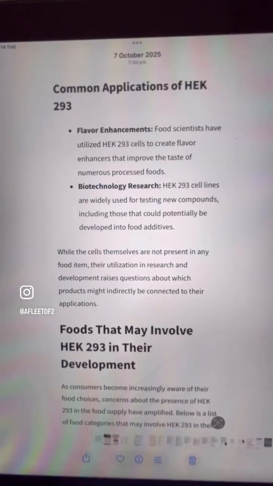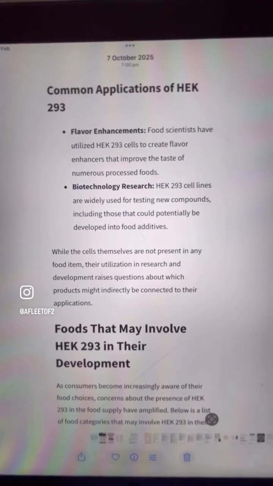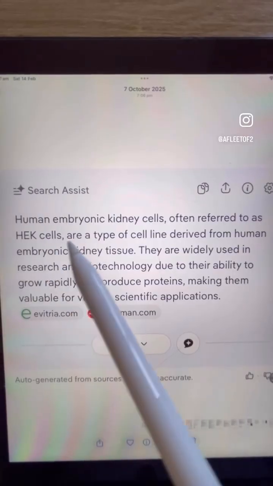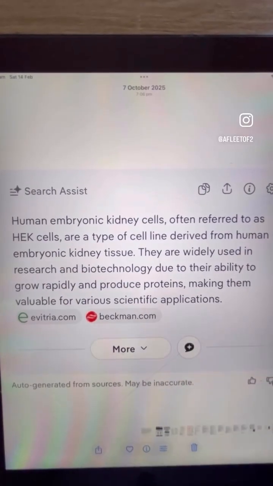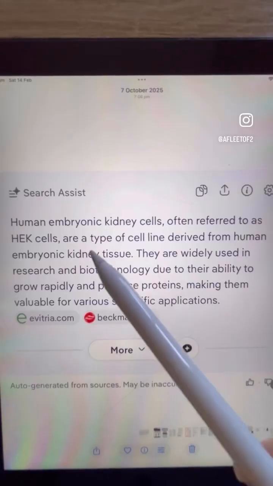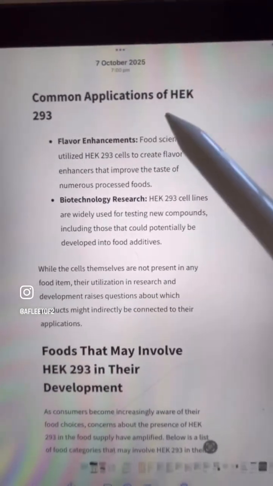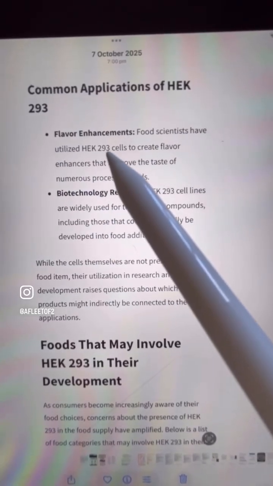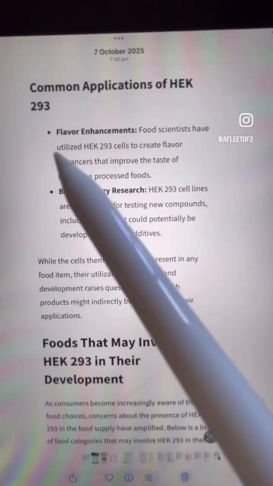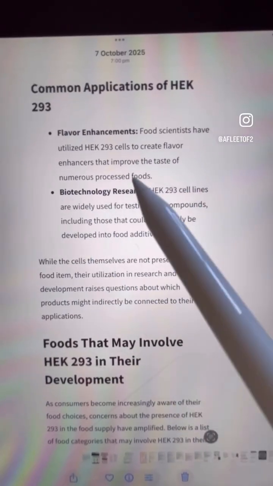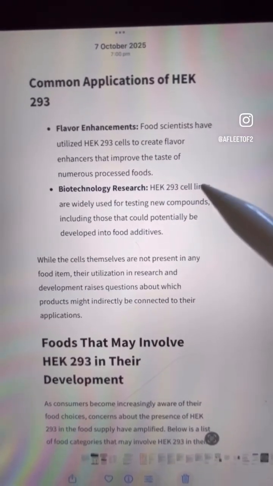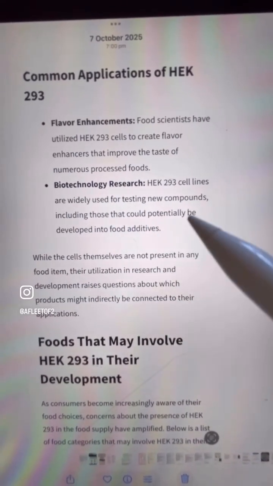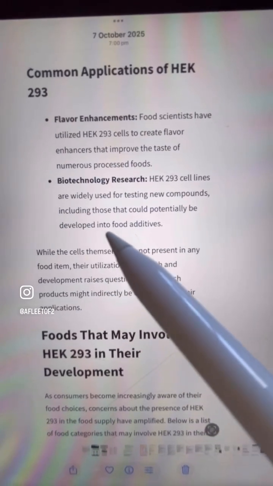And then you have other applications of HEK, the human embryonic kidney cells, often referred to as the HEK cell line, derived from an embryonic kidney tissue. And common applications of HEK: flavor enhancement. So food scientists have utilized HEK293 cells to create flavors to enhance and improve the taste of numerous processed foods. HEK293 cell lines are widely used for testing new compounds, including those that could potentially be developed for food additives.